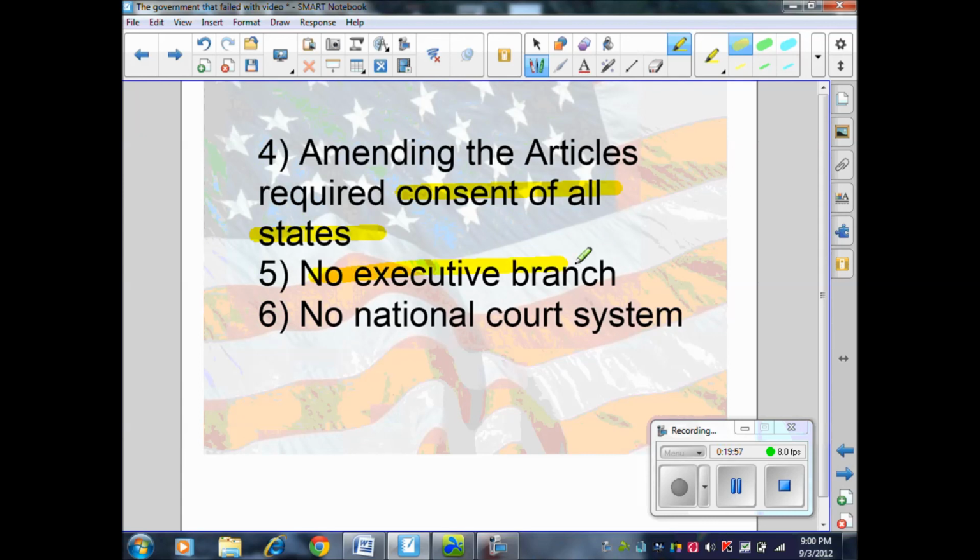There's no executive branch to enforce policies. There's no court system, so settling disputes is supposed to happen all by Congress. Pretty much, there weren't enough people to get done everything they needed to get done. They were pretty much inadequate. So people stopped supporting the government and really just focused on their states.